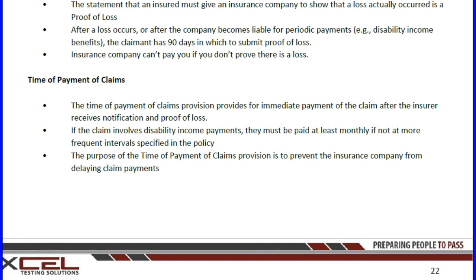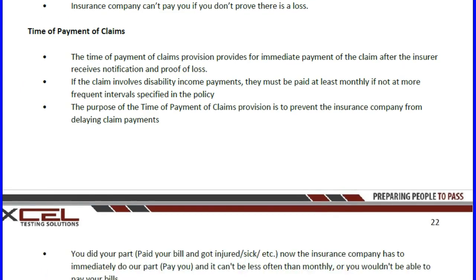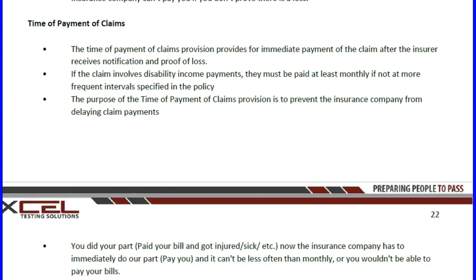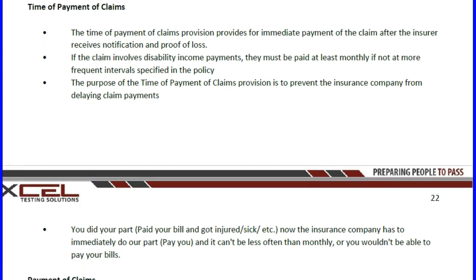Time of payment of claims. This provision requires immediate payment of the claim. So you have 20 days to send notice, 15 to receive the forms back, and payment needs to be provided immediately after the insurer receives the notification and the proof of loss. If the claim involves disability income payments, it must be paid at least monthly. The purpose of time of payment of claims is to prevent insurance companies from delaying claim payments.